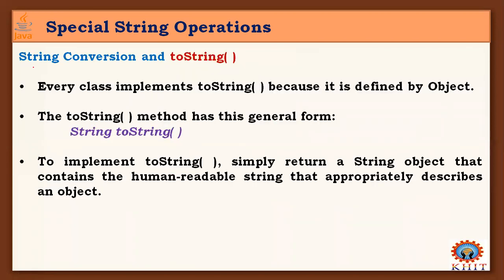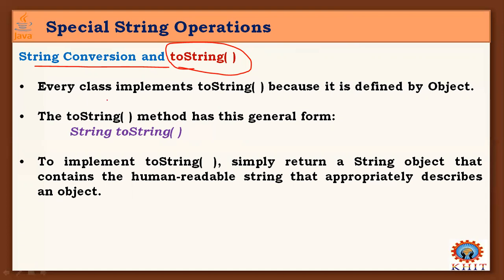Next one, string conversion and toString function. We already discussed many times in the previous videos about this toString function, or method. This is a method defined in the Object class, and the Object class is a parent class to all the classes defined in your Java source files. So for conversion, many times we use this function to convert into string values, right?